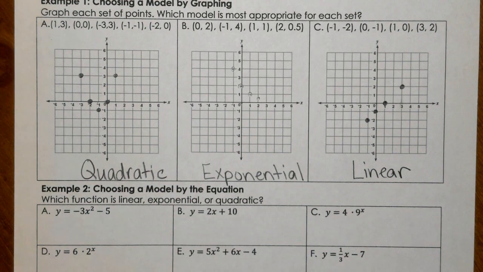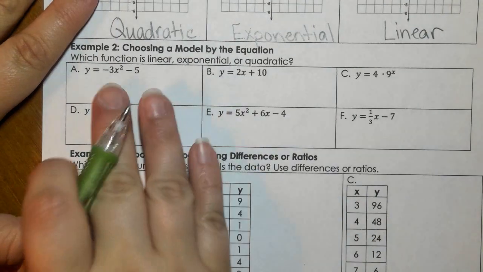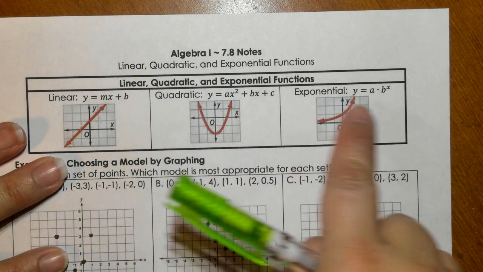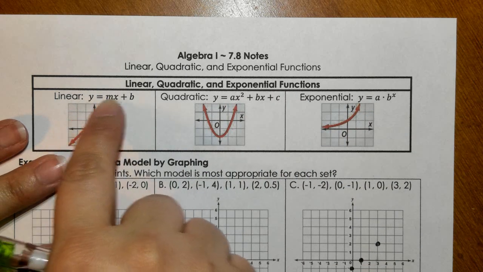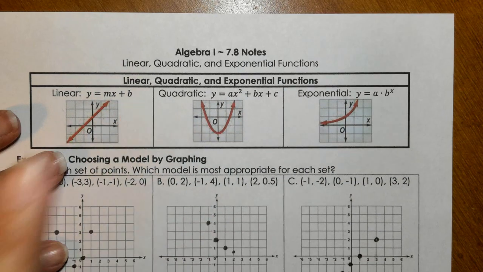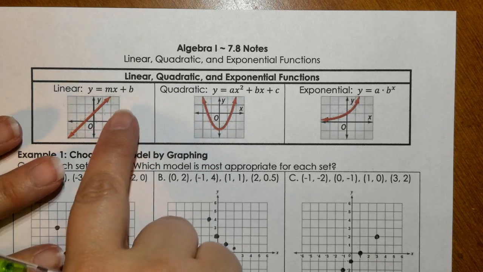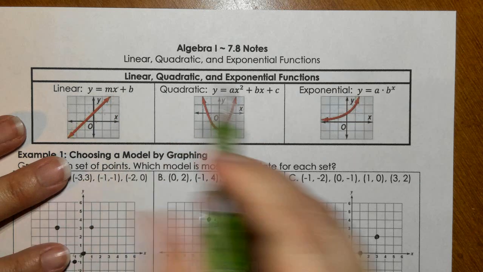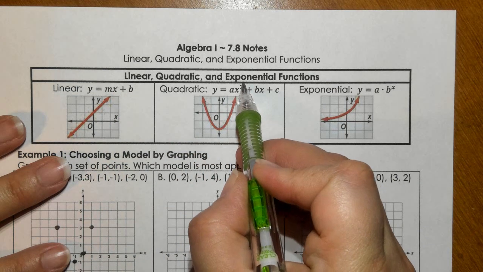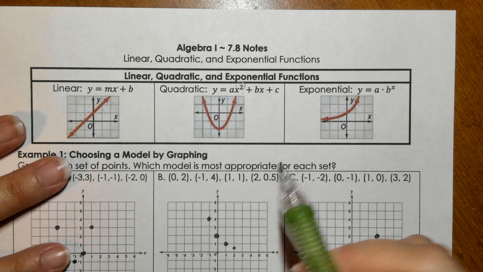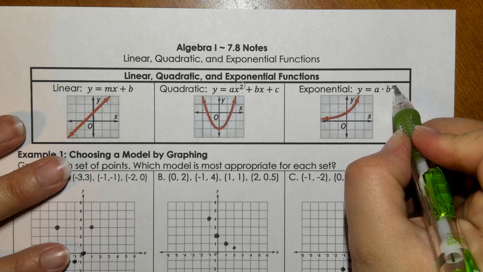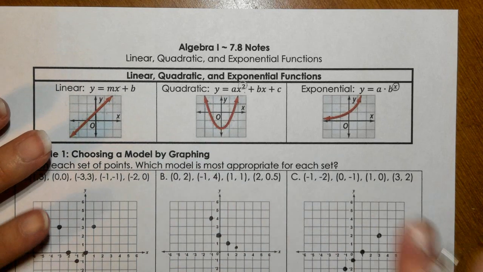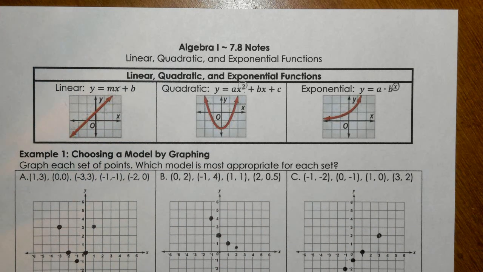Now, for example 2, you're given 6 equations, and you're going to basically want to match them to the formulas up here. Okay, so linear, y equals mx plus b. Basically, you're looking at their exponents. So this doesn't really have an exponent. It's that invisible 1 that's up there. Here we have an exponent of 2. So if something's quadratic, it has an exponent of 2. And for exponential, your x is your exponent.